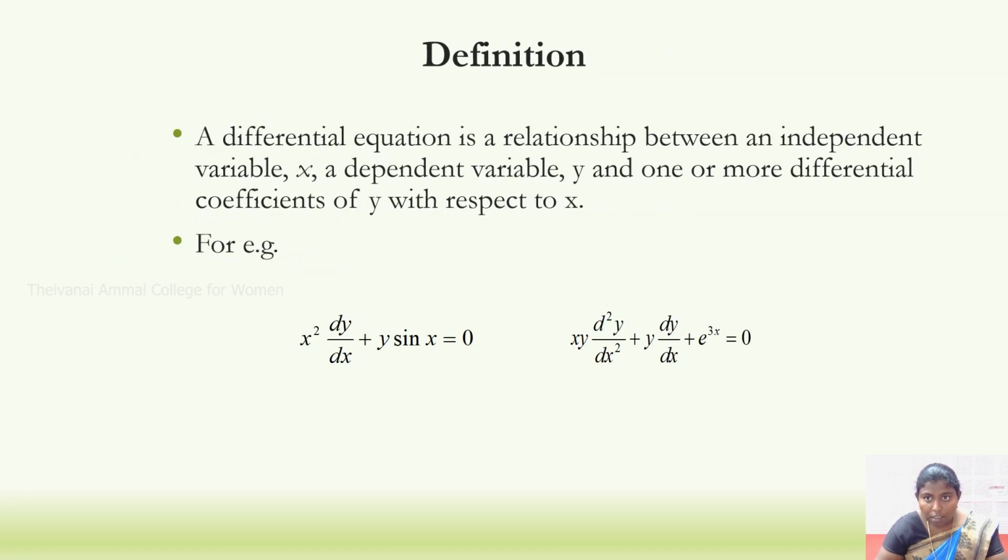Next, the definition of a differential equation. A differential equation is a relationship between an independent variable x, a dependent variable y, and one or more differential coefficients of y with respect to x. For example, x square dy divided by dx plus y sin x is equal to 0, and xy d square y divided by dx square plus y dy by dx plus e power 3x is equal to 0. So these are the examples.